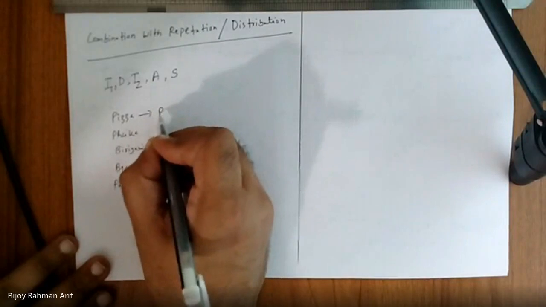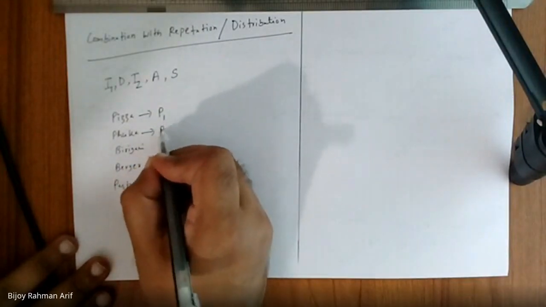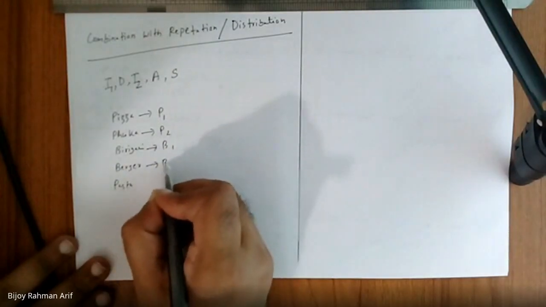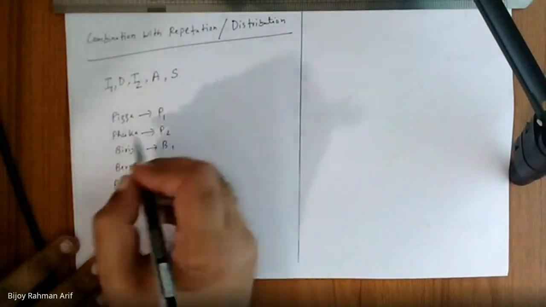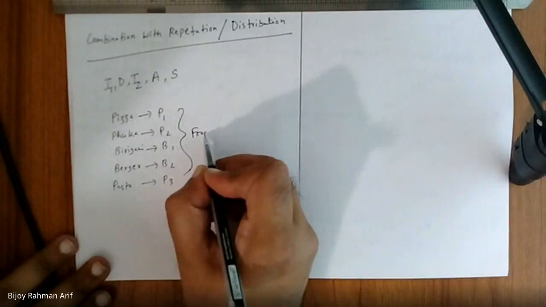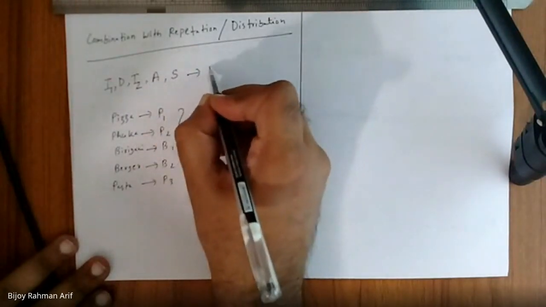Pizza is P1, fuchka is P2, biryani is B1, burger is B2, pasta is B3. These are food items and these are my people.